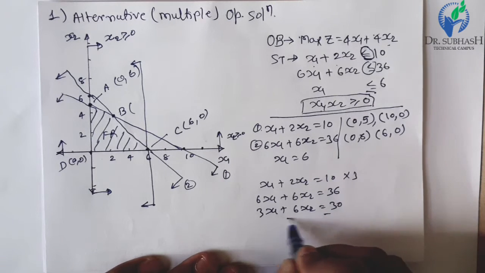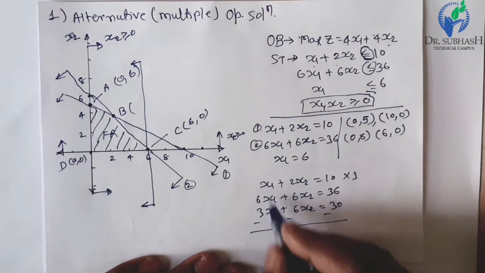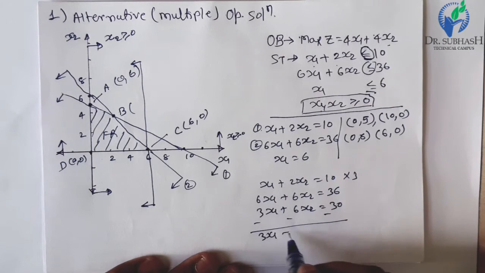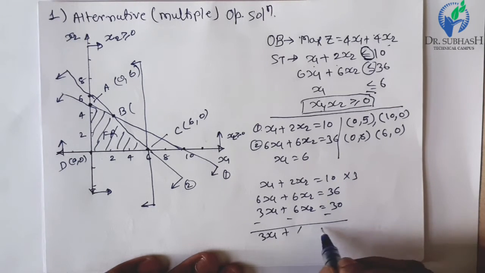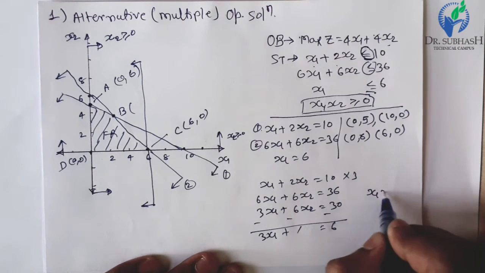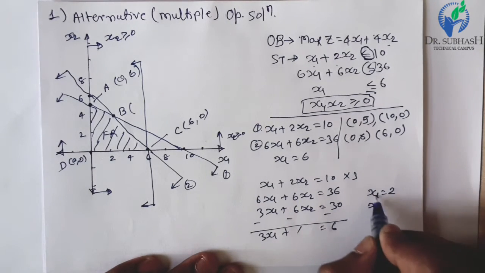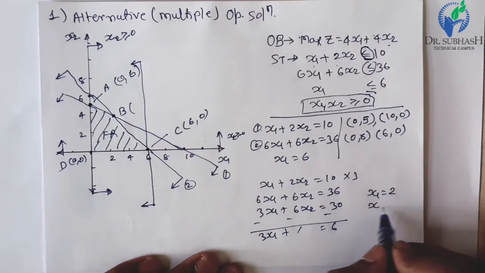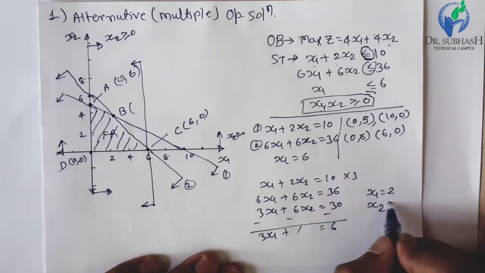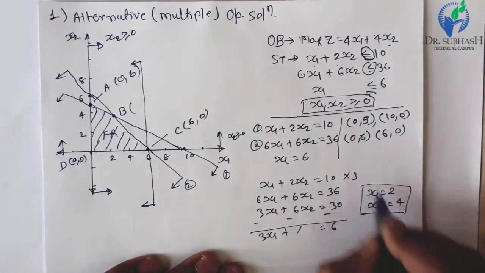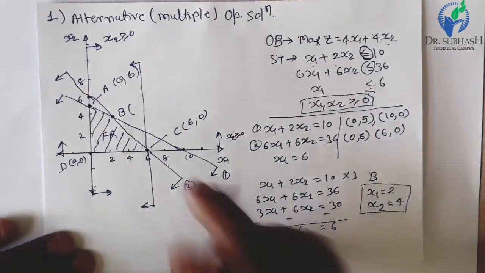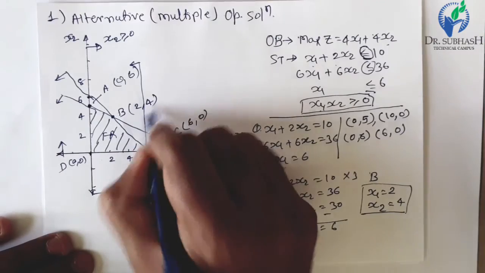Subtract it, so all values are negative, and we get 3x1 plus this will be neglected equal to 6, and thus we get the value of x1 equal to 2, and by putting the value of x1 equal to 2 in either of these equations, we get the value of x2 equal to 4. So, this is the coordinate of point B. So, B equal to (2, 4).